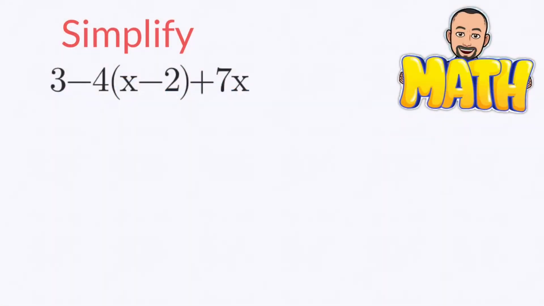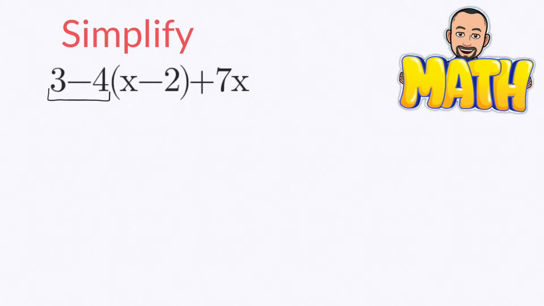Hey, what's up guys? This video is to help you simplify expressions when you have to distribute and combine like terms. So you see the expression here on the screen, 3 minus 4 times the quantity of x minus 2 plus 7x. When you look at the beginning of this expression, we do have a 3 minus 4, and after the 4 we do have a parenthesis, which means you multiply the 4 times the x minus 2.